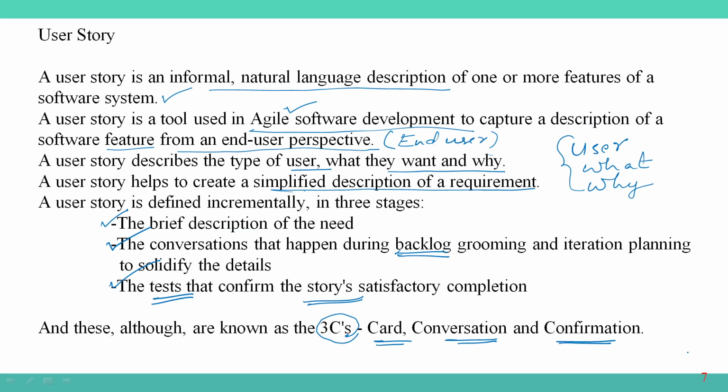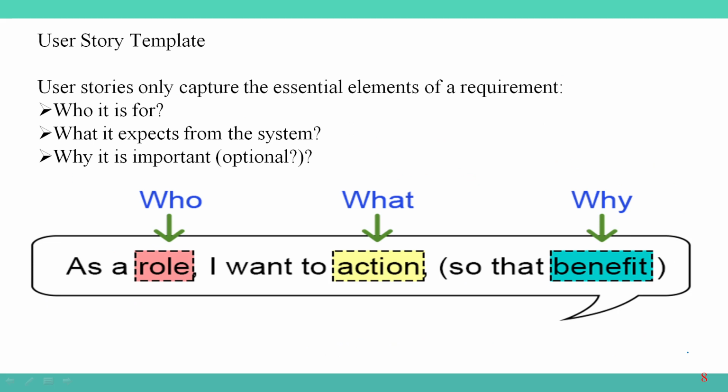Now let us come to the way in which the story is represented. We have already said that a user should be there, what he wants, and why he wants it. These three things have to be represented in your user story. So the story only captures the essential elements of a requirement. Who is it for? What is it for? And why is it important? Even this why is optional, it is not compulsory, because it gives you an explanation of the necessity of this requirement in the application.